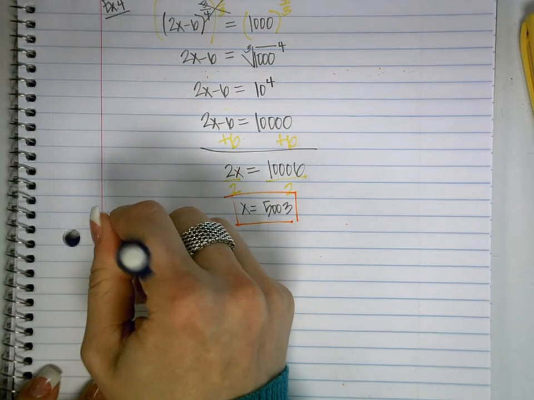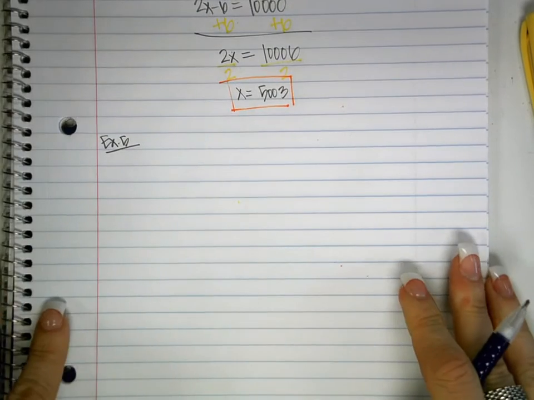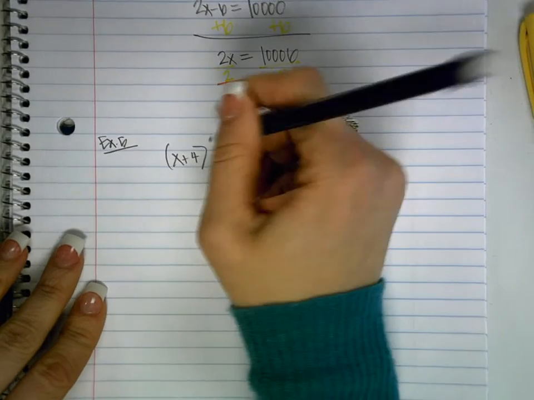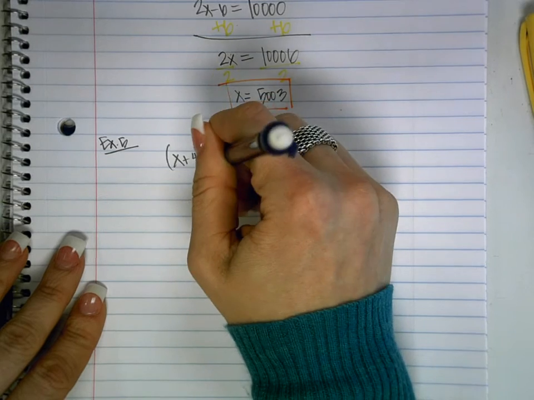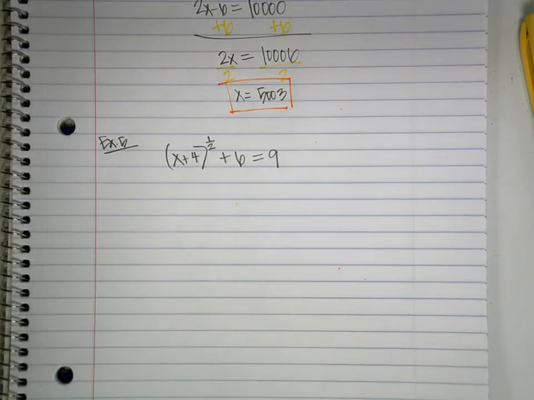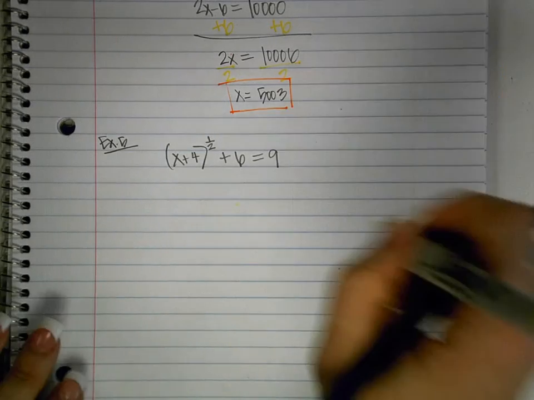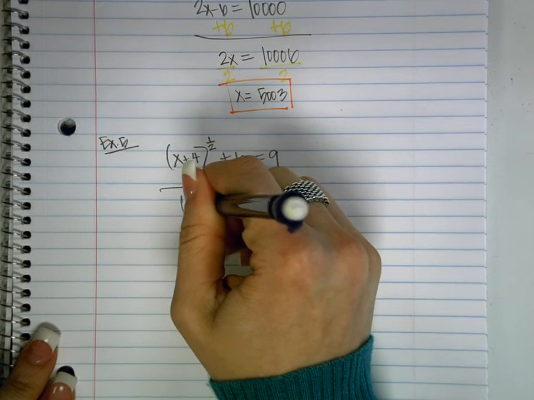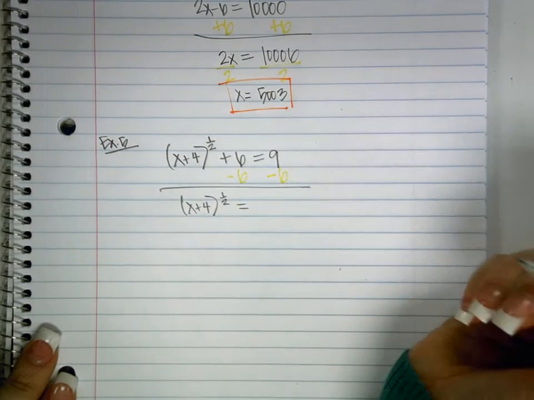Okay, last one, number 5. Again, I want you to solve. Let's solve x plus 4 quantity to the 1/2 power plus 6 equals 9. So, Amanda, where would you like to start? Subtract the 6. Right, start by subtracting the 6. That gives us x plus 4 to the 1/2 power equals 3.